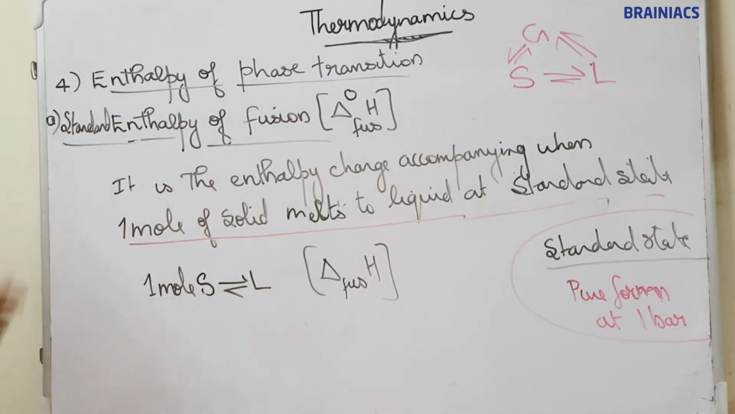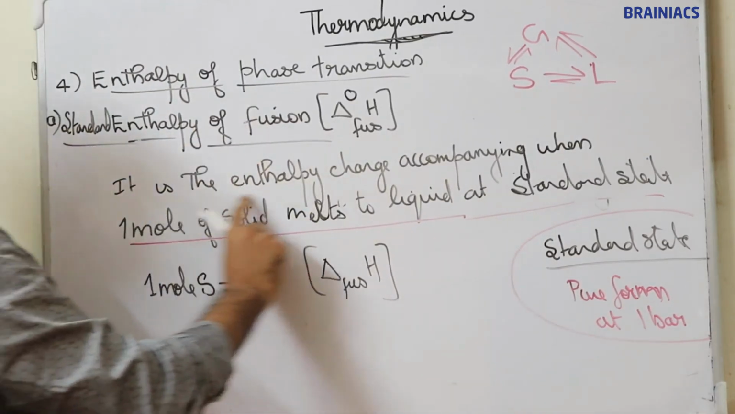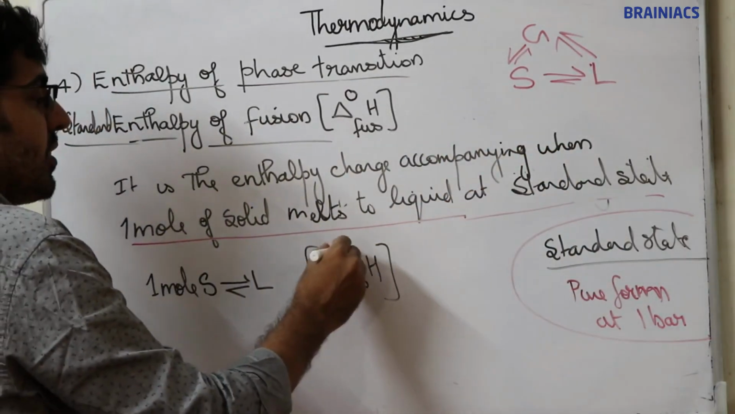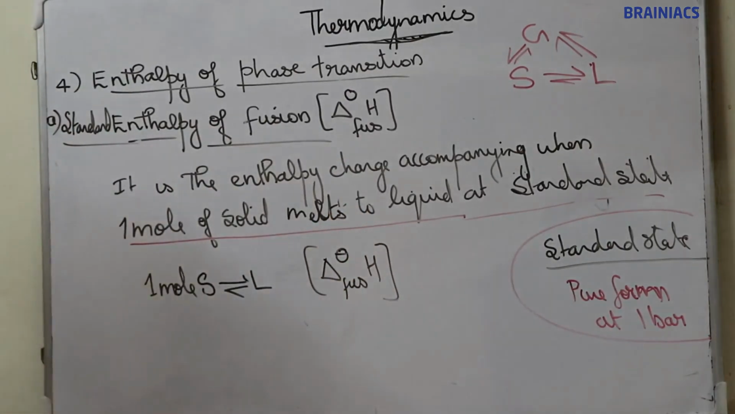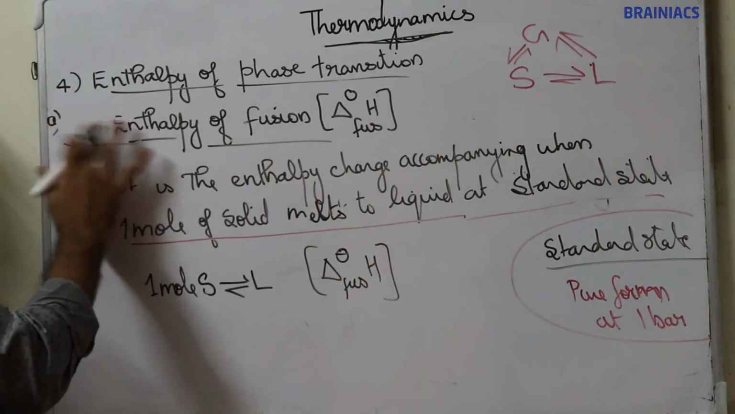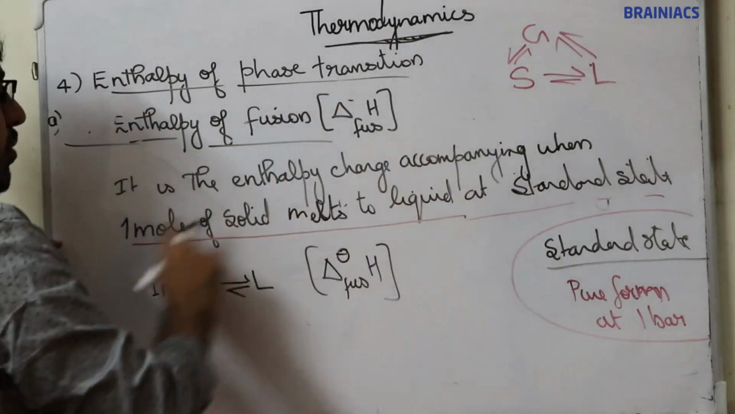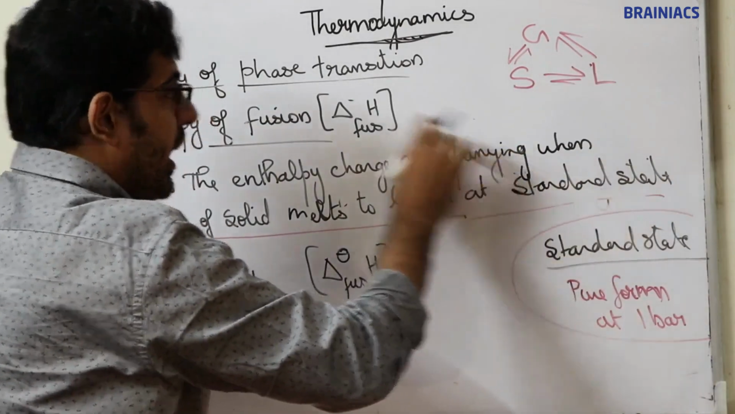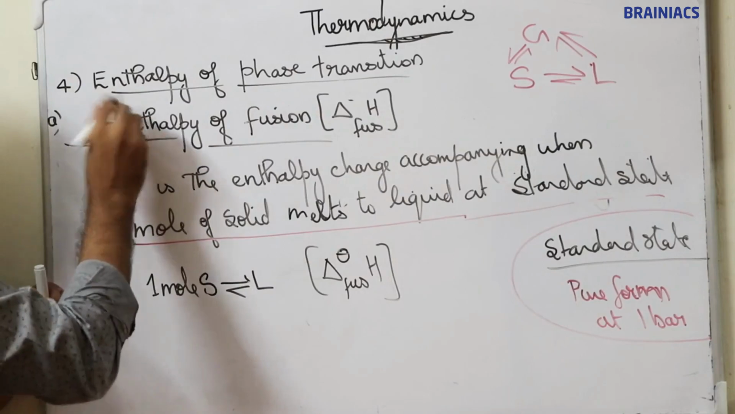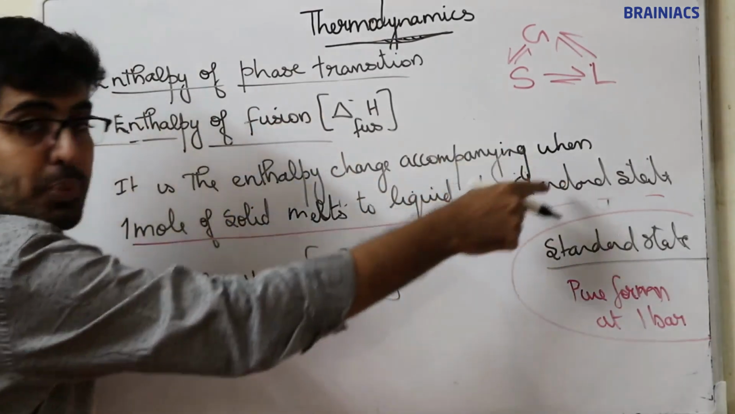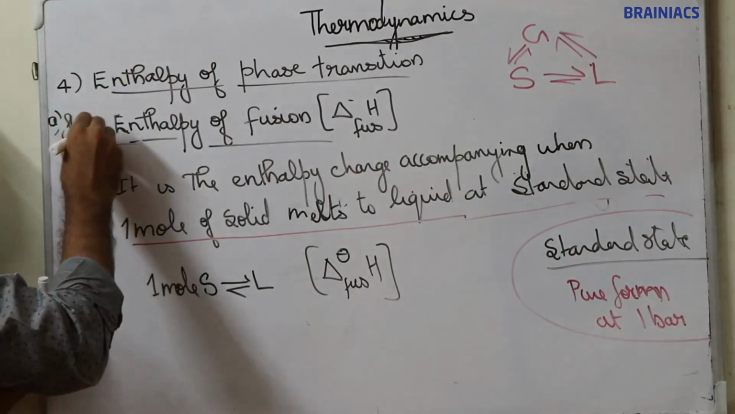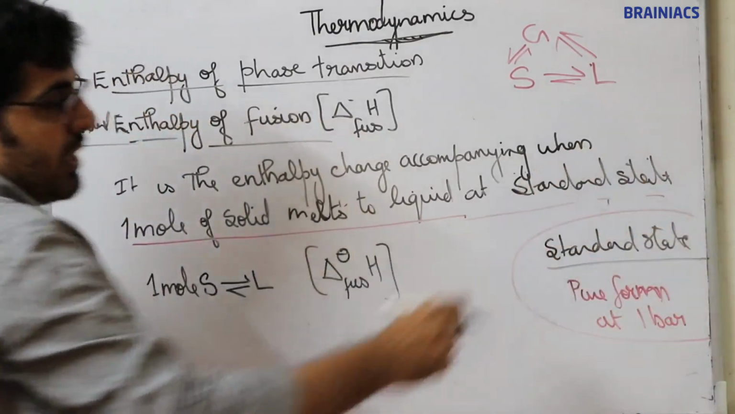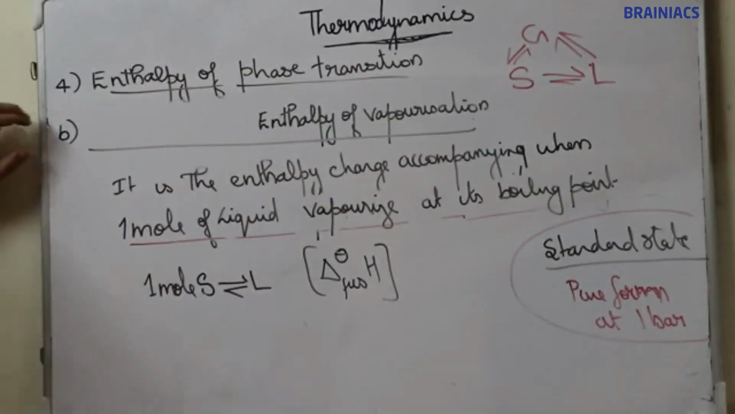So I think it's clear. So standard enthalpy of fusion means the enthalpy change accompanying when 1 mole of solid melts to liquid at standard state. Now, what is enthalpy of fusion? It is the enthalpy change accompanying when 1 mole of solid melts to liquid at its melting point. If it is simply enthalpy of fusion, you have to write at its melting point. If it is standard enthalpy of fusion, then instead of at its melting point, you add standard state. I think it's clear.